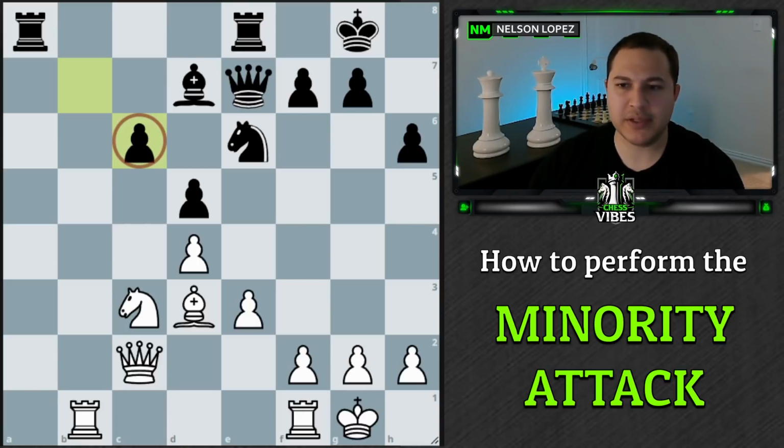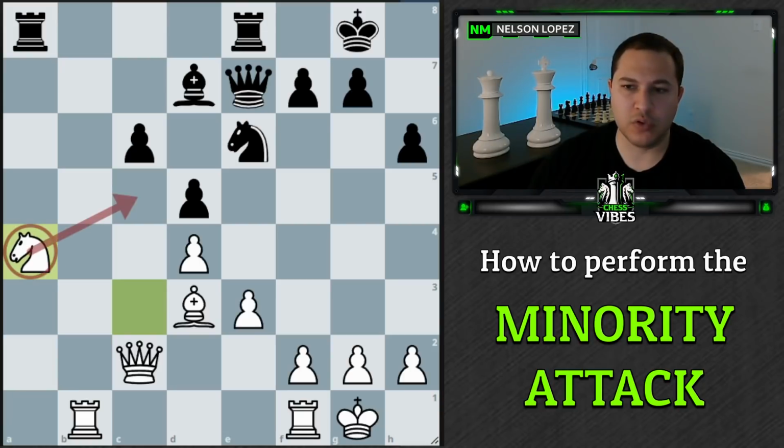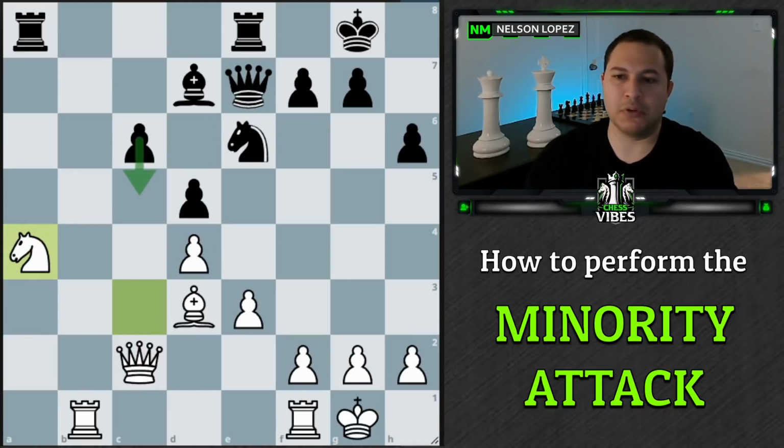And so one of the best ways to do that is, first of all, you want to blockade it, because if black is able to push and then trade it off, you're not going to have that target anymore. So knight to a4 is a very good move to prevent the pawn from moving forward. Now you have 1, 2, 3 pieces controlling that. Black only has 2 defending, so black can't really push it forward.